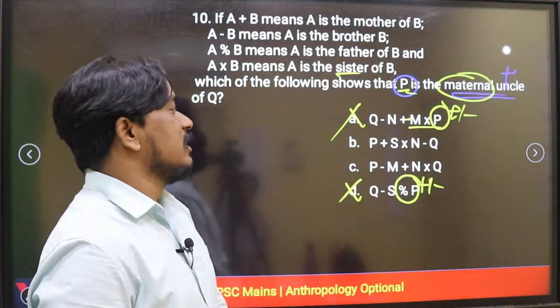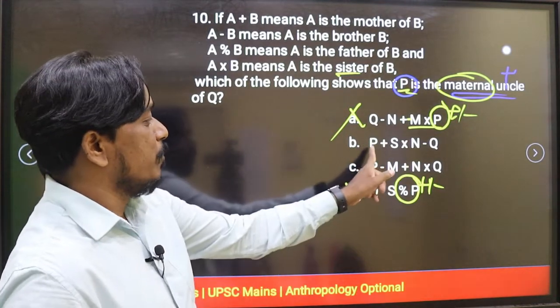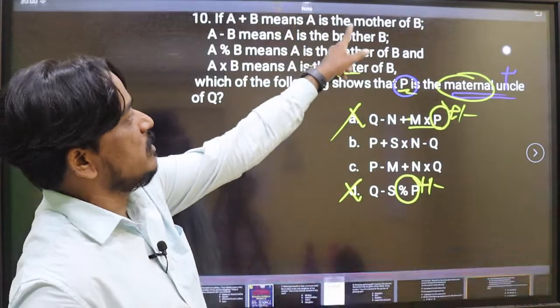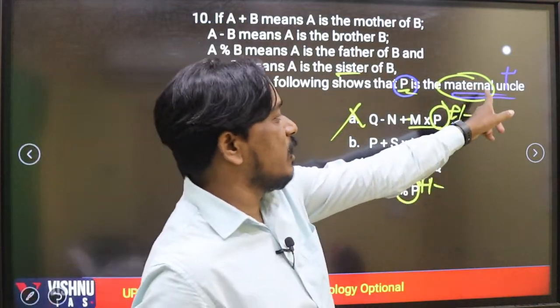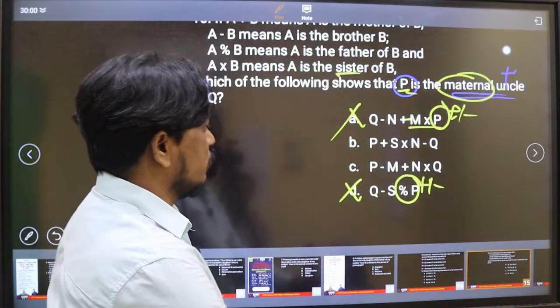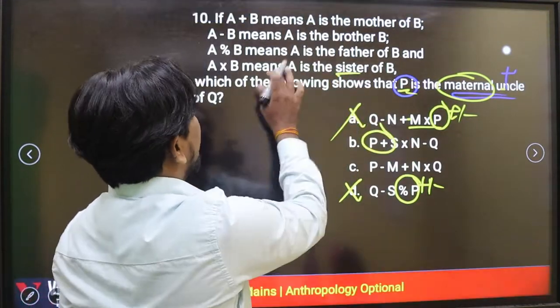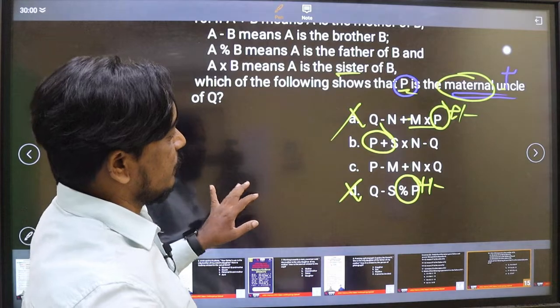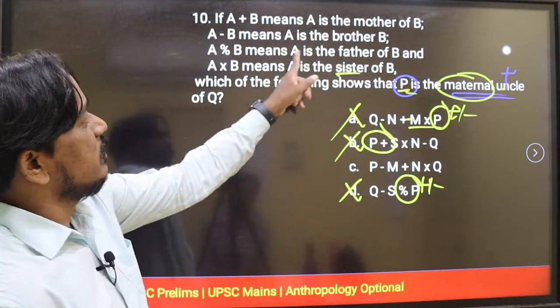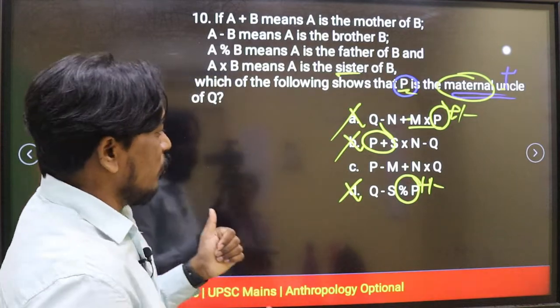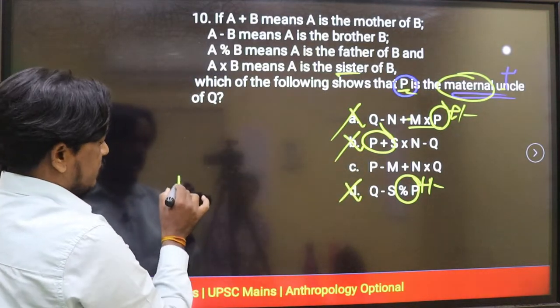But we will verify these two options also finally. B and C, if you observe particularly, in B a plus symbol is there. Plus means a mother. Mother means female, but we required uncle, which means male. So this is directly eliminated because of this plus symbol. Next we have a minus. The minus symbol means a brother, a male. So directly we will observe option C first.